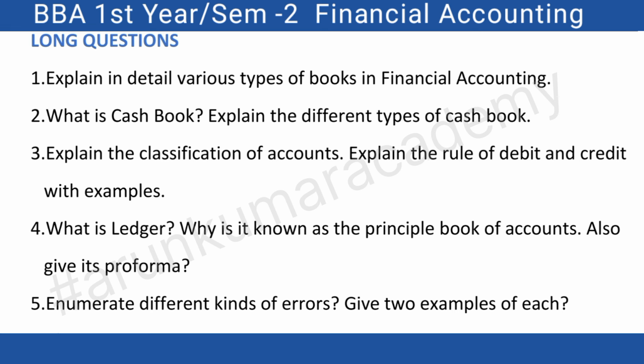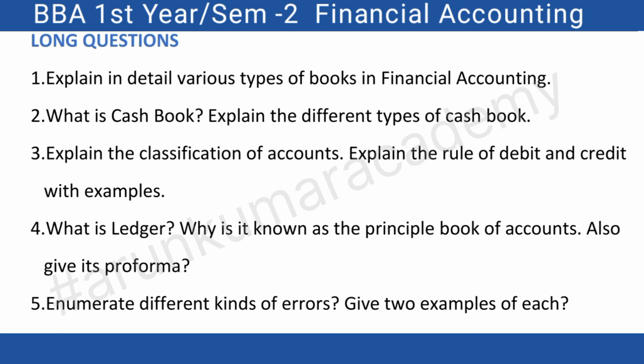Then question number 4. What is ledger? Why is it known as the principal book of accounts? Also give its pro forma. So ledger is a book which contains a classified and permanent record of all the transactions of a business is called a ledger. This statement is prepared in a T shape. So left hand side is known as debit side and right hand side is known as the credit side.